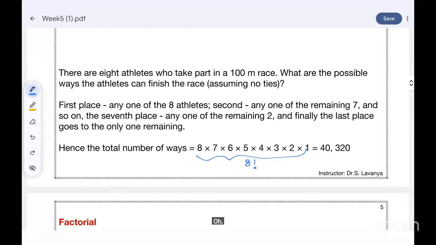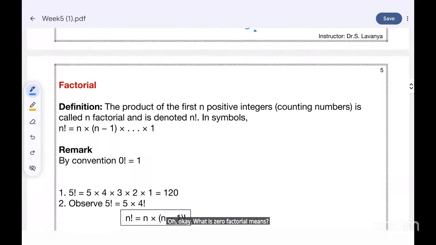What does 0 factorial mean? In general, we define 0 factorial to be 1. This is a convention. There is no specific reason you should try to understand; this is just how it is defined. For example, 5 factorial is this, and 5 factorial can be simplified in this way.